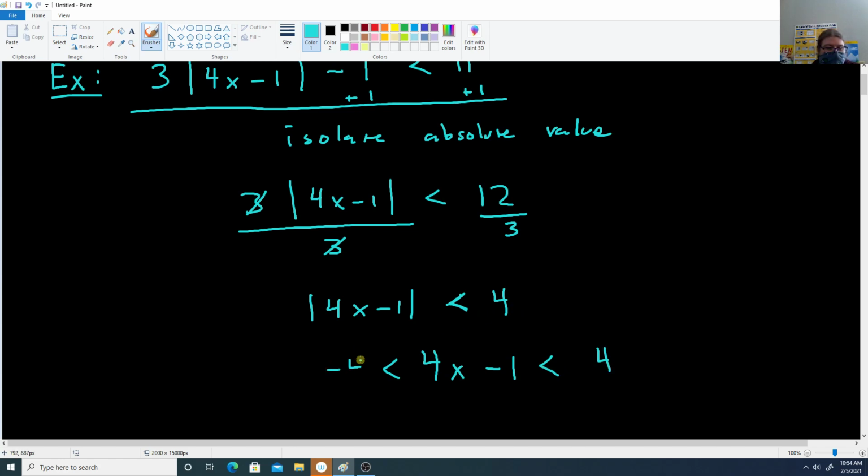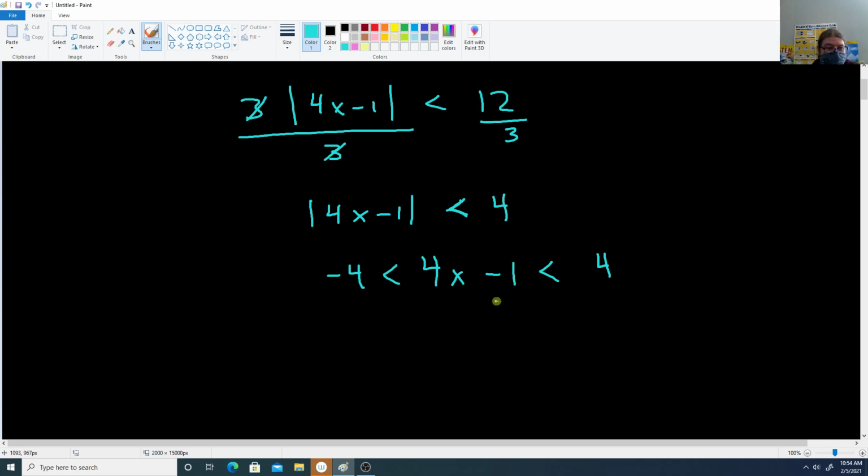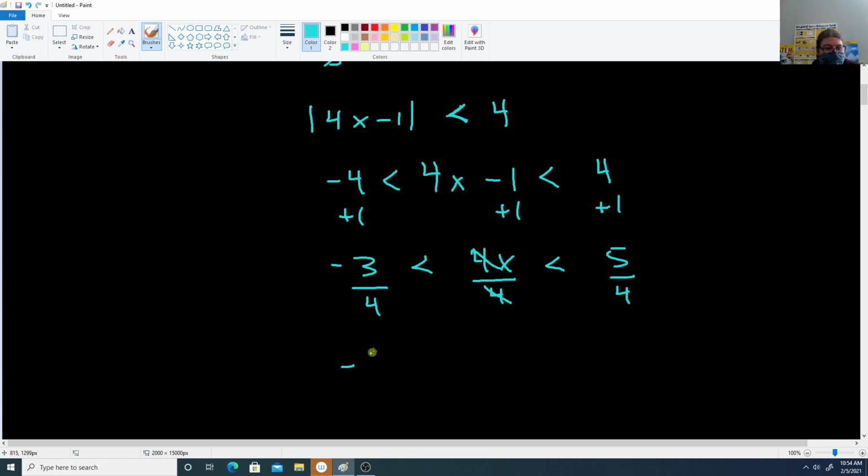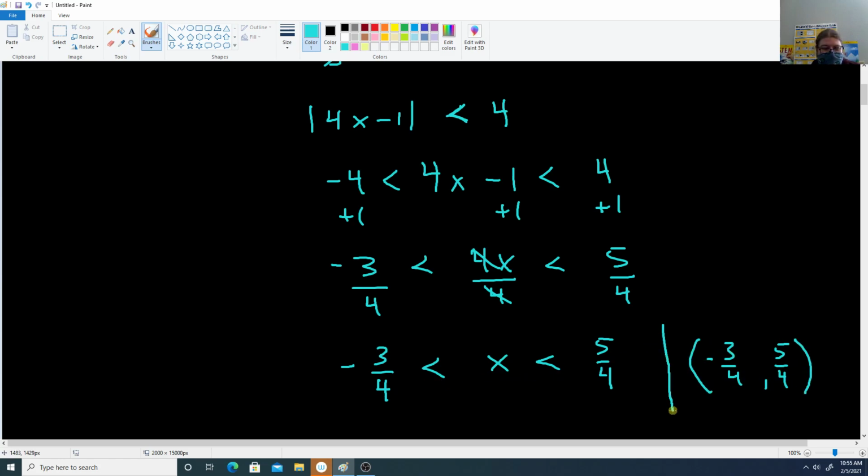So we get 4 and negative 4, and the 4x minus 1, the part that was inside the old absolute value, is stuck in between them. We're going to add 1 to all 3 places. This will make a negative 3. Negative 3 is less than 4x is less than 5. We divide them all by 4. So these cancel. So basically we get negative 3/4 is less than x is less than positive 5/4. And in interval notation, this would be negative 3/4 up to 5/4. There's no or equals under these, so we're going to use open brackets on both of these, and that is what we got.